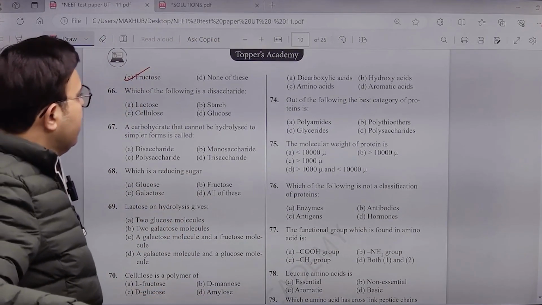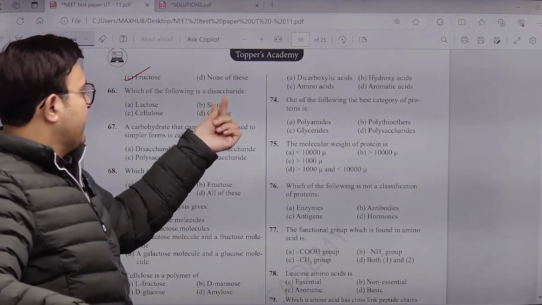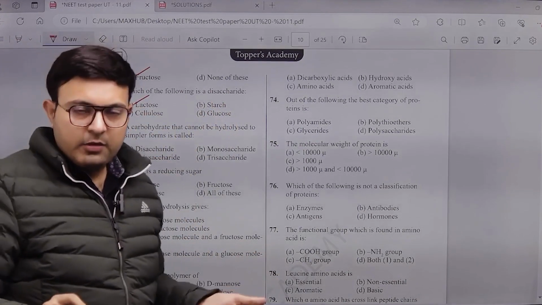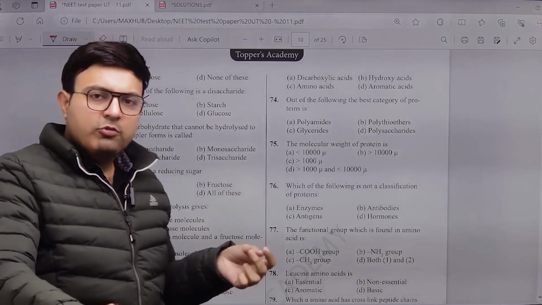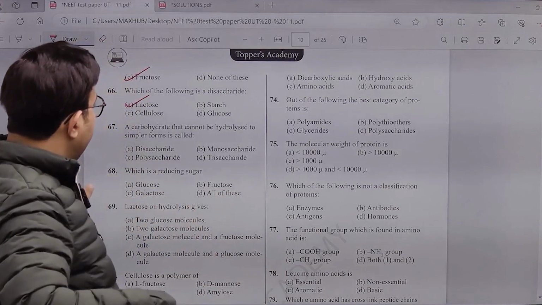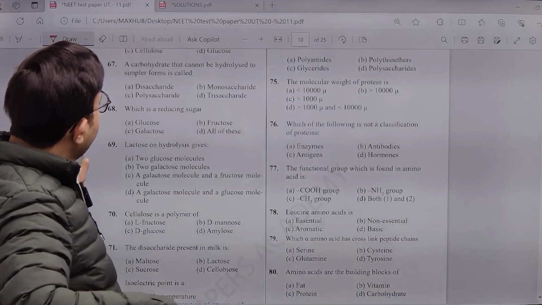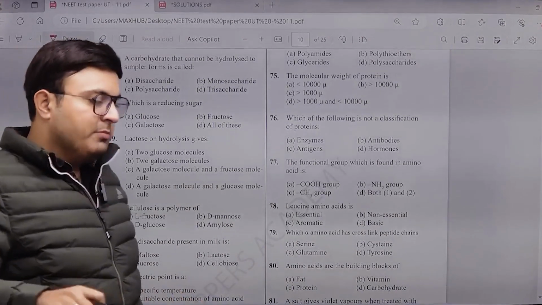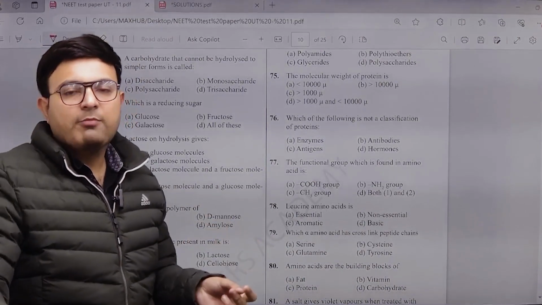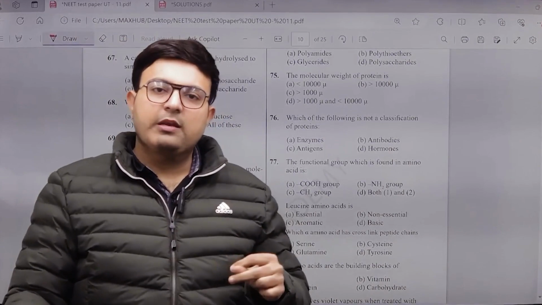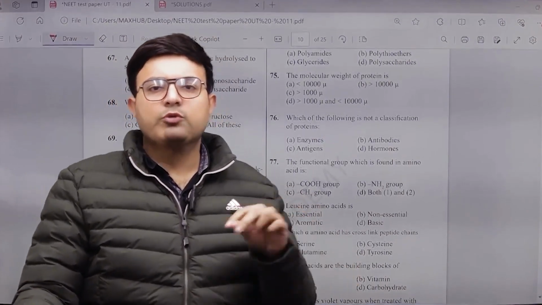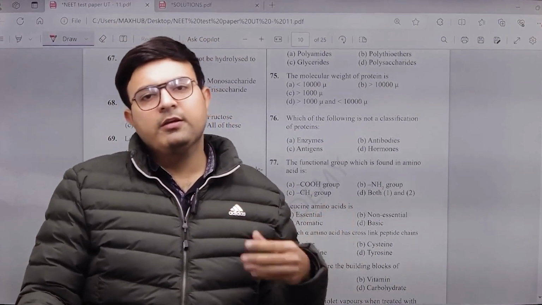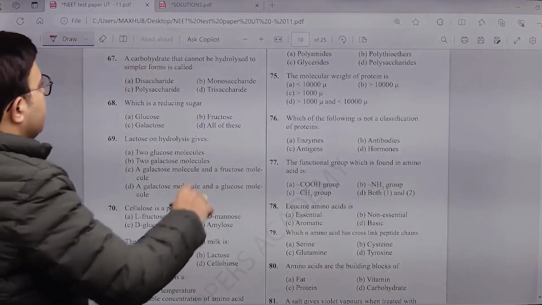Which of the following is a disaccharide? Okay, starch is a polysaccharide, glucose is a monosaccharide, cellulose is a polysaccharide, lactose is a disaccharide. Lactose is formed from one molecule of glucose and another of galactose. Next is, a carbohydrate that cannot be hydrolyzed to simpler forms is. This type of carbohydrate is known as a monosaccharide. Like we have monomers of polymers, we have monosaccharides of carbohydrates. The species which cannot be further disintegrated are called monosaccharides. So the answer will be B.